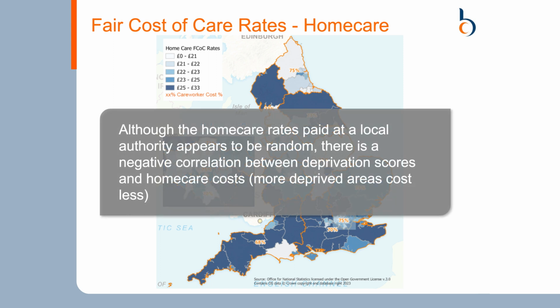Although when we look at the map you think it's just a random mix of figures, and it does look like that, if you do look at the figures, there is a correlation between the cost of home care and the amount of deprivation. Effectively, the more deprived an area is, the less home care costs, which is probably broadly what you'd expect, because workers generally cost more in more affluent areas, where the cost of living is higher.